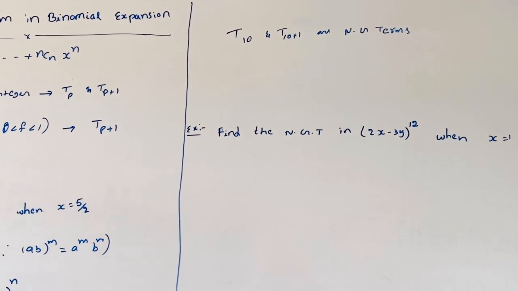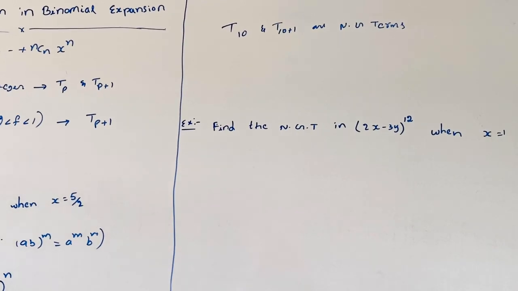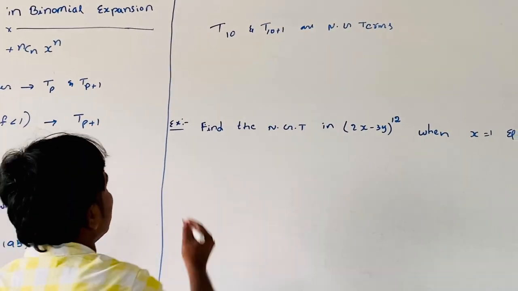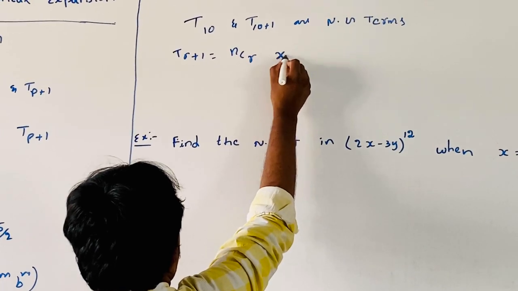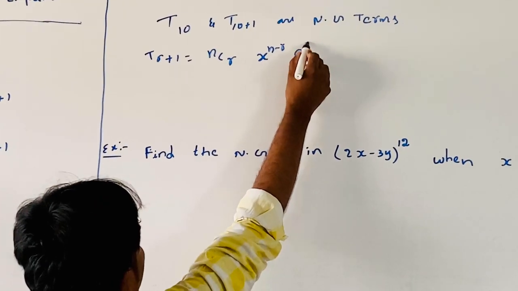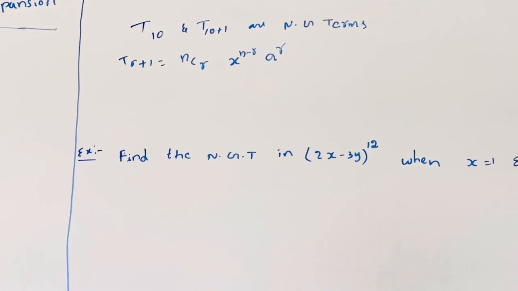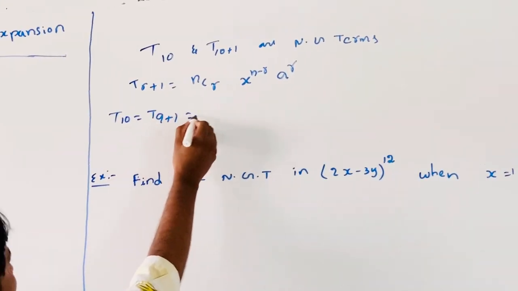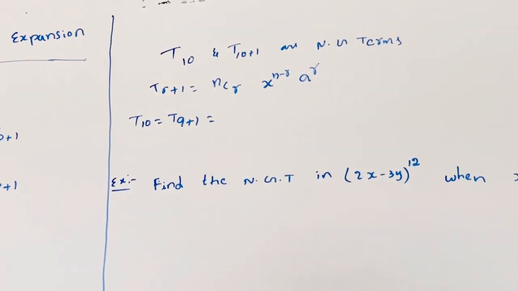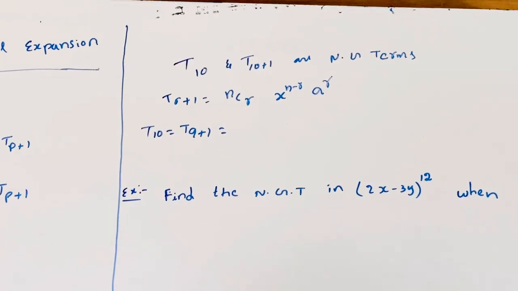Now how do we find T10? You know that T(r+1) = nCr x^(n-r) a^r. T10 is T(9+1), where n is already given as 15.